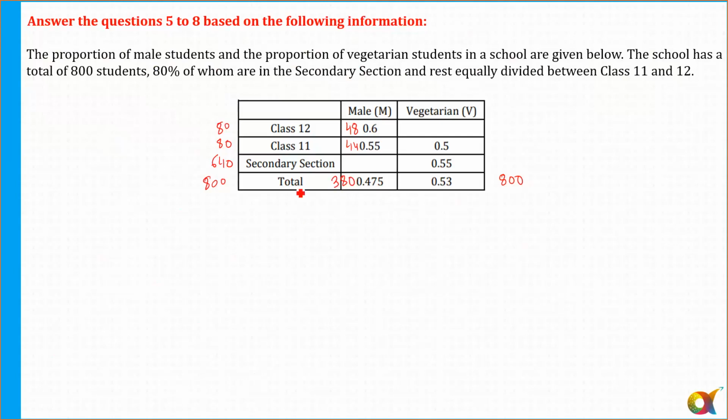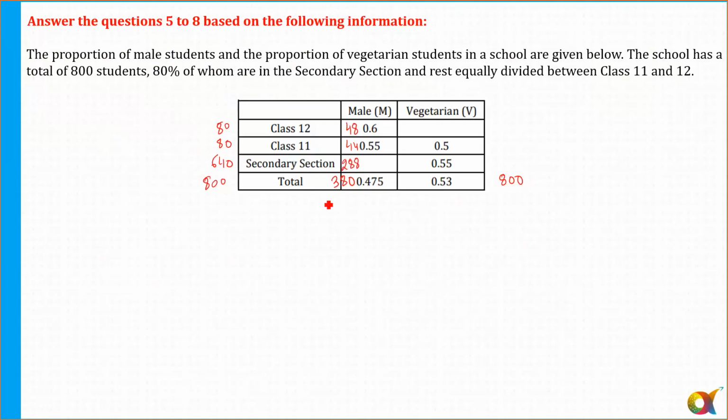So can you tell me in the secondary section how many males are there? Anyone? 48 plus 44 and subtract it from 380. Yes, that's right. So the number of males in the secondary section will be 380 minus 48 minus 44, which comes out to be equal to 288. So we have found out that it is 288.